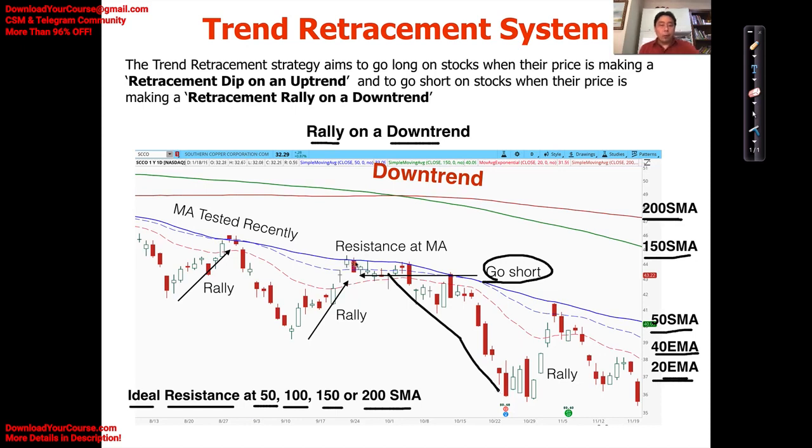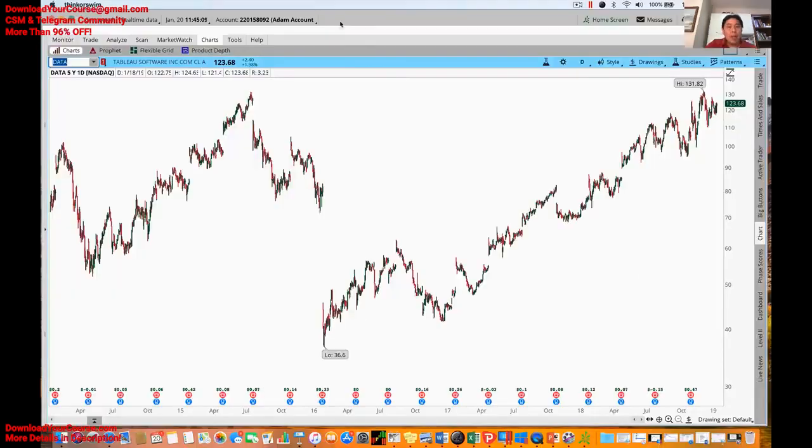We want to sell just before the trend continues down. And again, we will only enter if that moving average in question has been recently tested before. Boom, boom, and we enter. Similarly, if the price retraces to the 150 and bounces, we will go short, only if the 150 has been tested before. So a prior test is really important to give us confidence that this resistance will hold and the downtrend will continue.